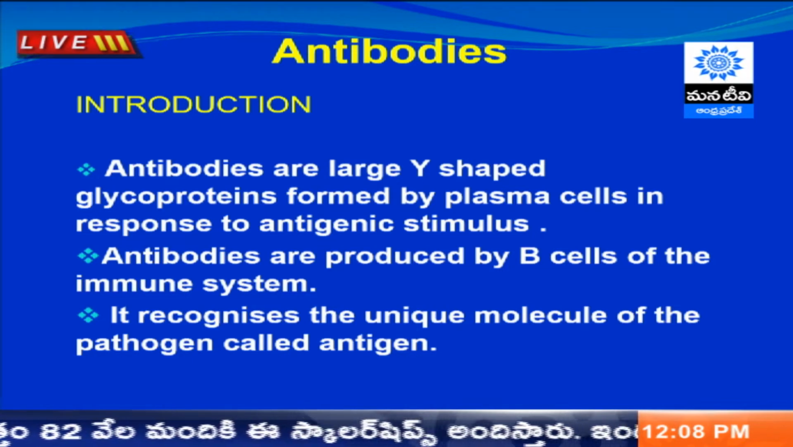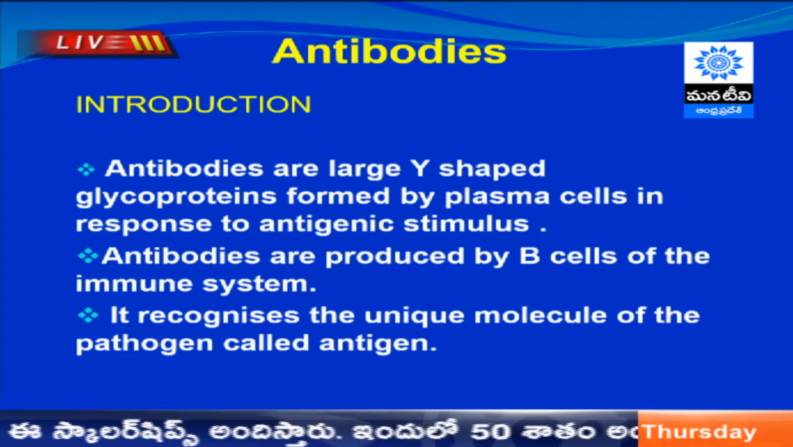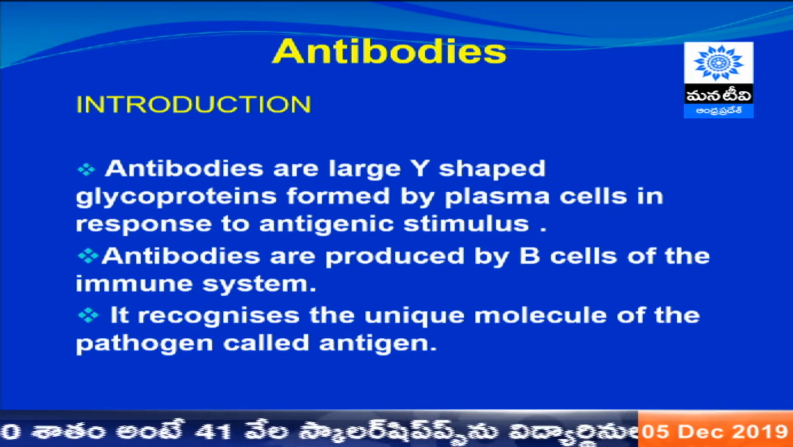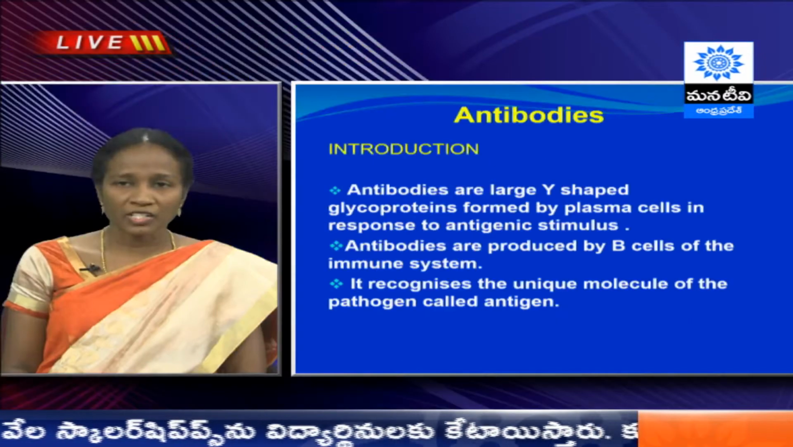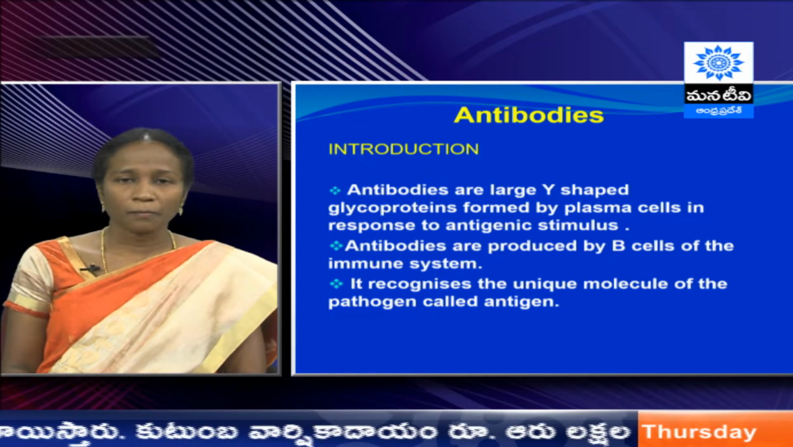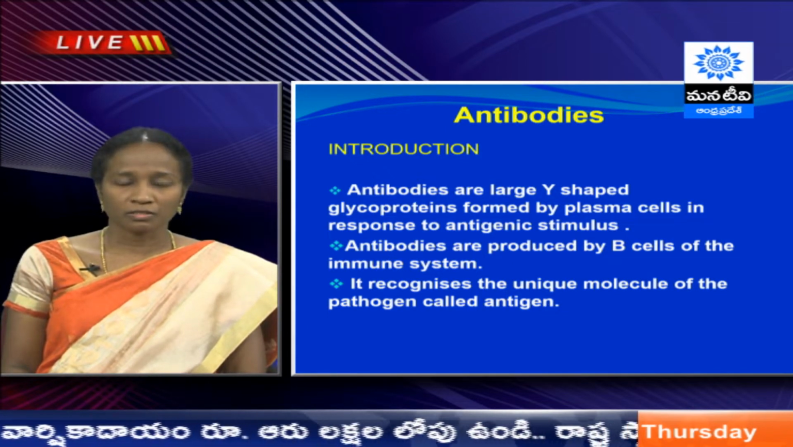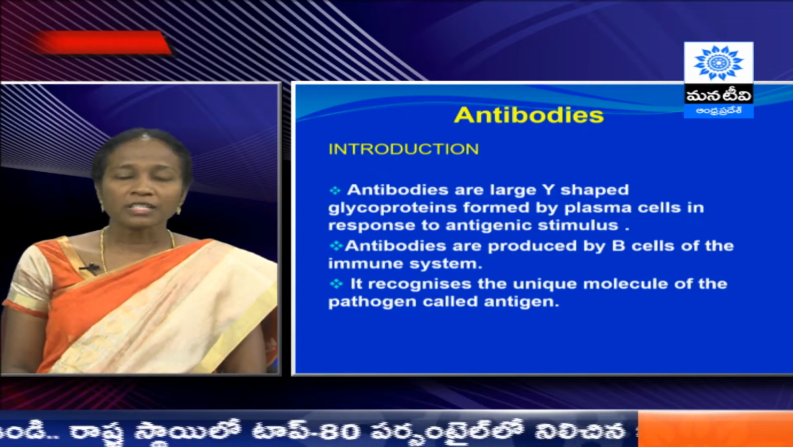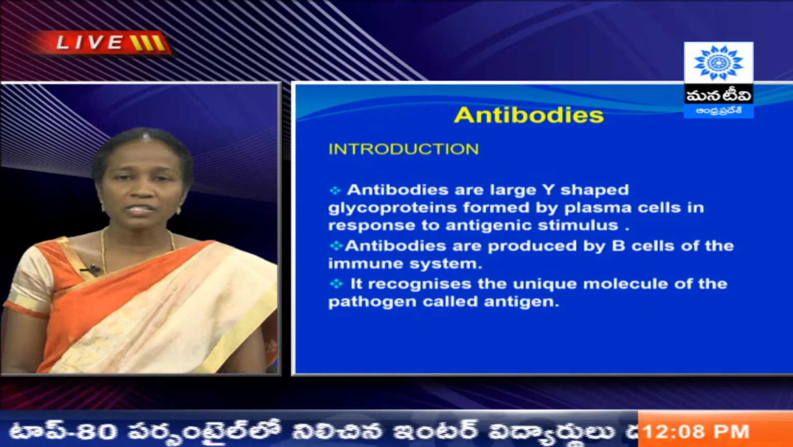An antibody is nothing but a large Y-shaped glycoprotein formed by plasma cells in response to an antigenic stimulus. So, when a foreign particle or an antigen enters the body, the immune system responds and starts the production of antibodies. These antibodies are produced by B cells of the immune system.